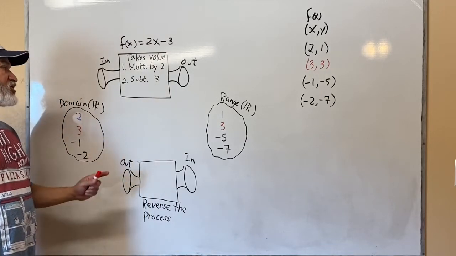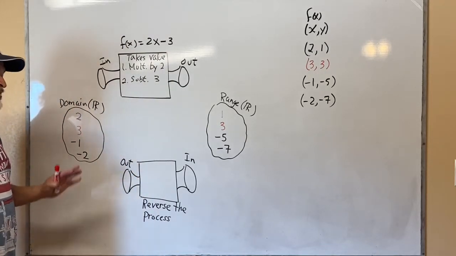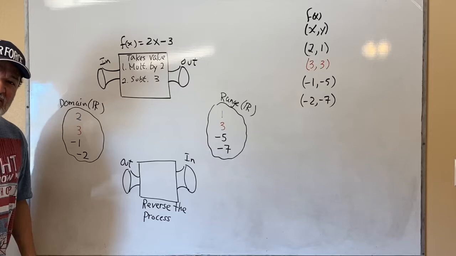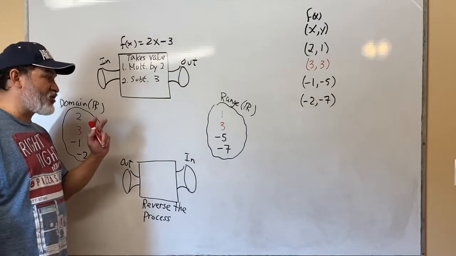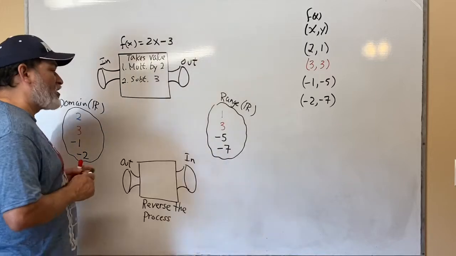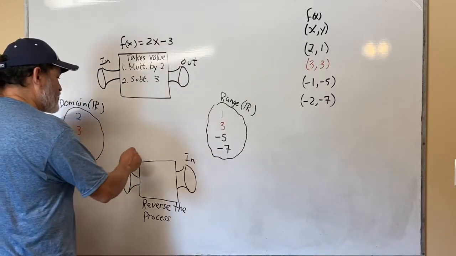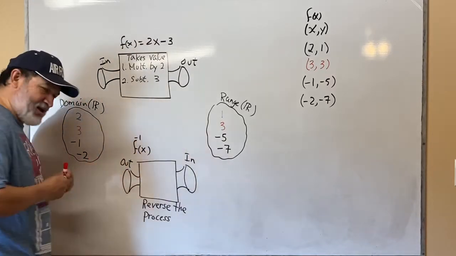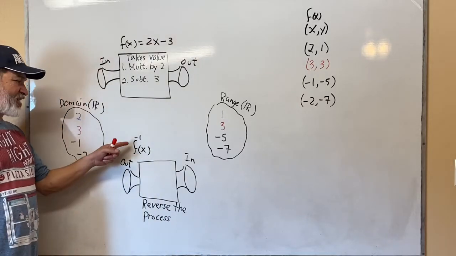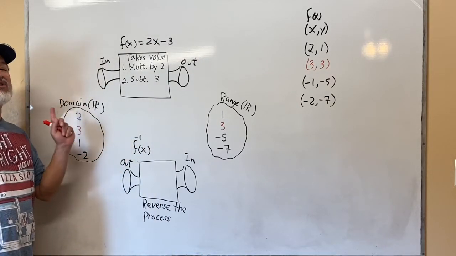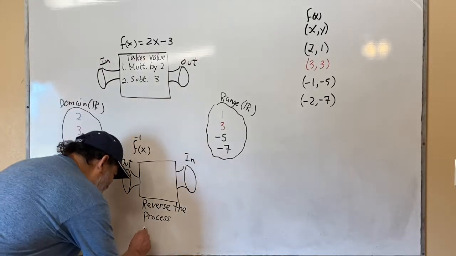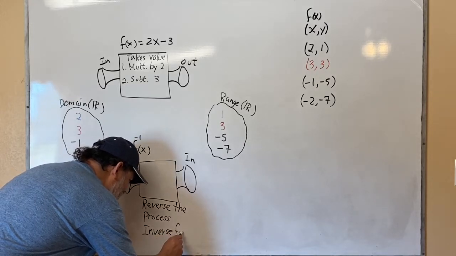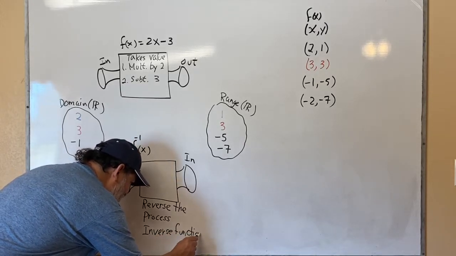So we're looking for a function that reverses the process. Once you find that function, we're going to call it the inverse function. That's going to be the inverse function. And we're going to use this notation: f inverse of x. That's the notation we're going to use for the inverse function. Once we find it, we're going to call it the inverse function.